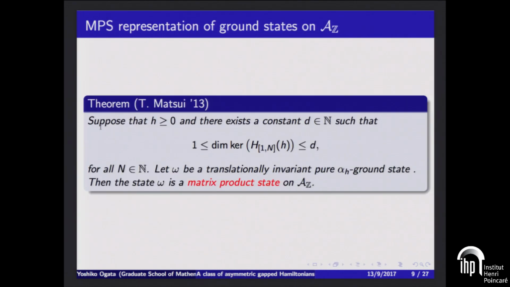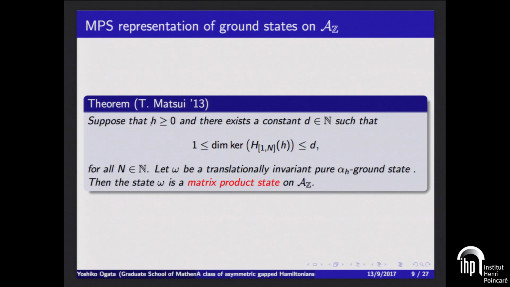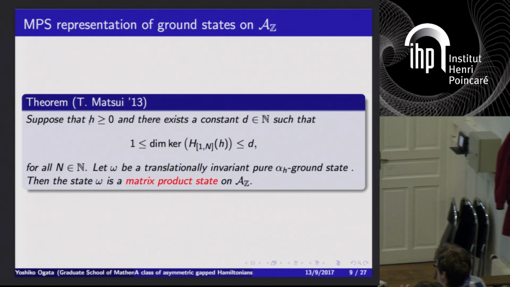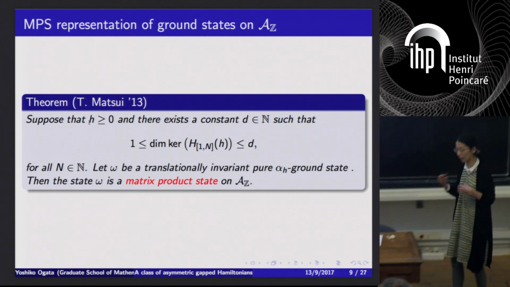But if we restrict our attention only to the bulk, that is, we consider only the full chain, then this kind of thing is known. So here is a theorem by Matsui. It says the following: for some interactions, the ground state allows a matrix product representation.